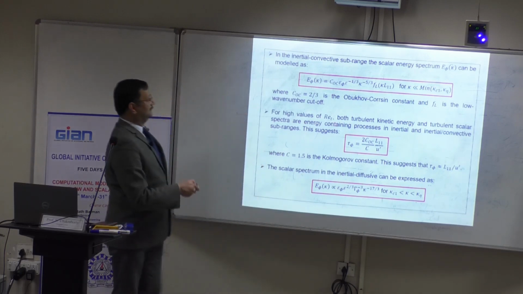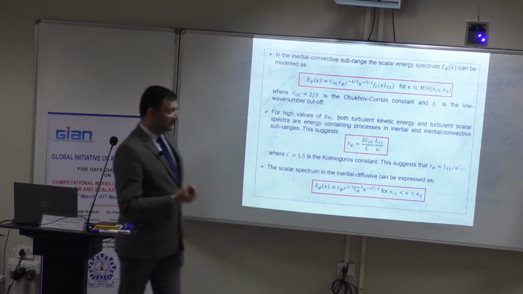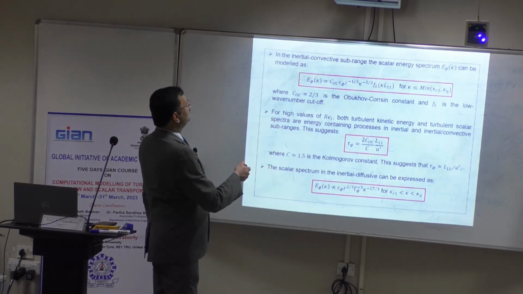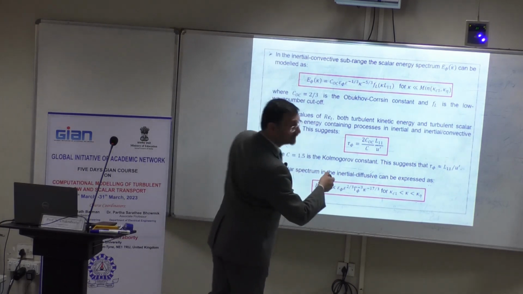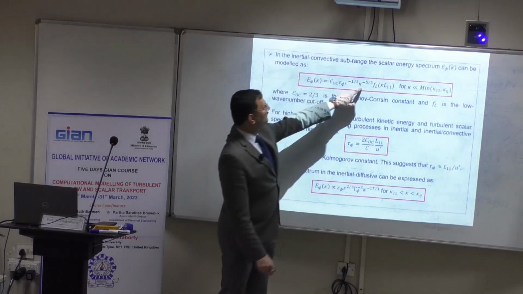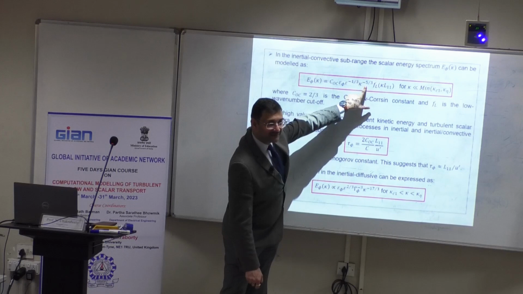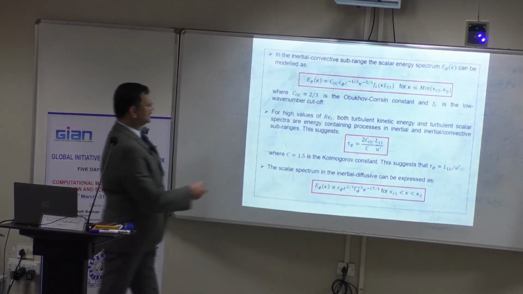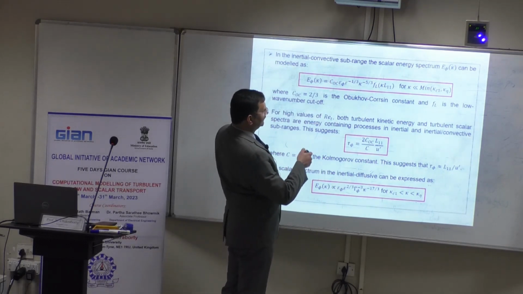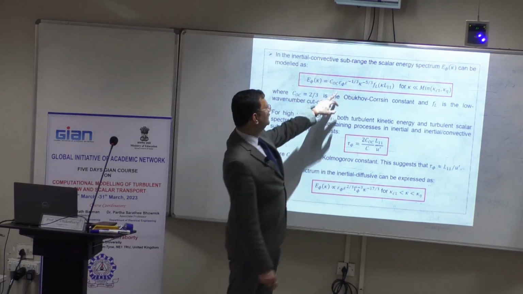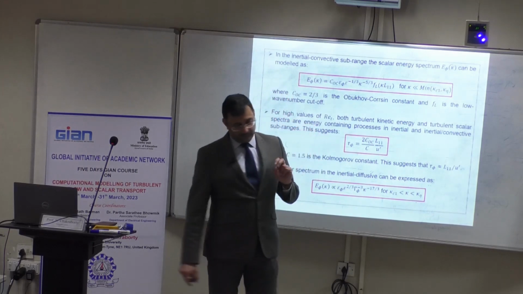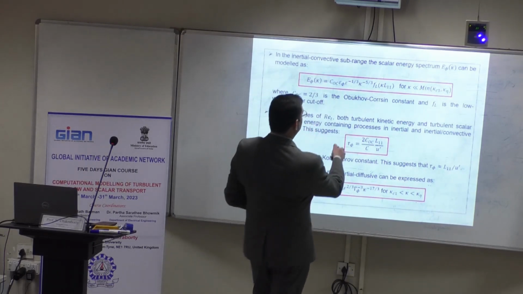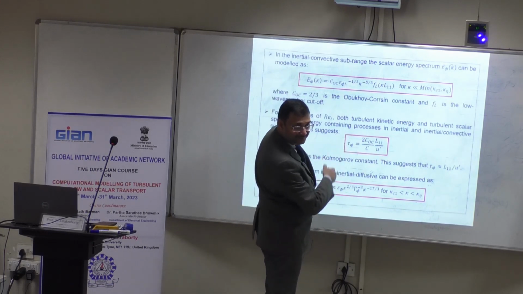So now the idea of parameterizing in the inertial convective subrange is given by this. You can still see kappa to the power minus 5/3 sitting there. There is a different constant, however, though. Previously, in the case of the turbulent kinetic energy spectrum, you just had epsilon raised to the power 2/3.